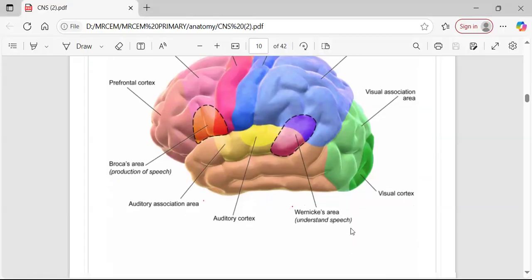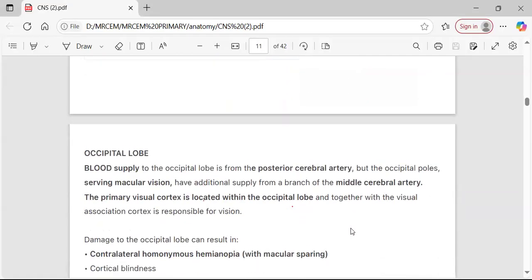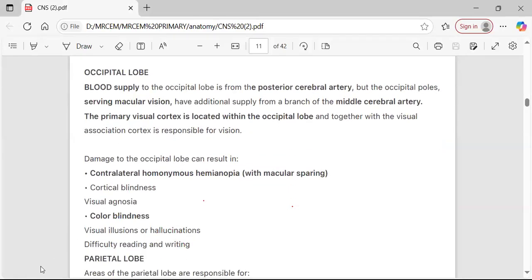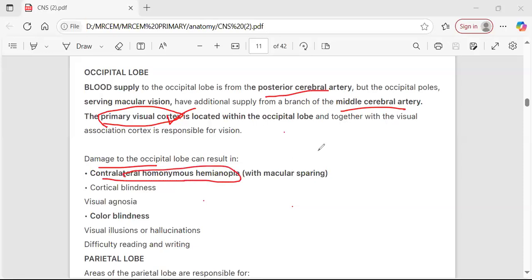Next, occipital lobe, that we have discussed. The occipital lobe has a dual blood supply, posterior cerebral artery and middle cerebral artery. Another thing is the primary visual cortex. If there's an issue in the visual tract, we will discuss that, there will be macular sparing. If there is an issue in the occipital lobe, that will lead to contralateral hemianopia with macular sparing.